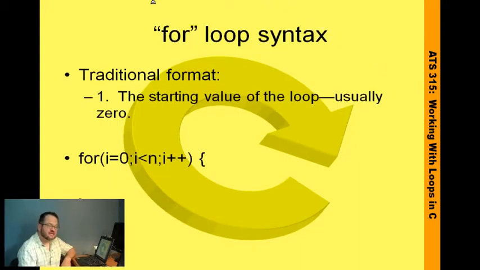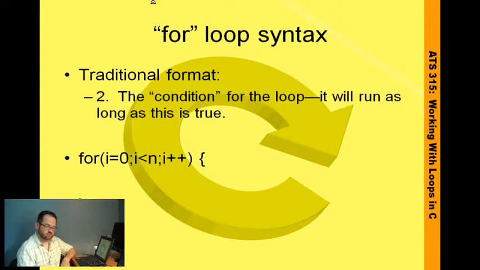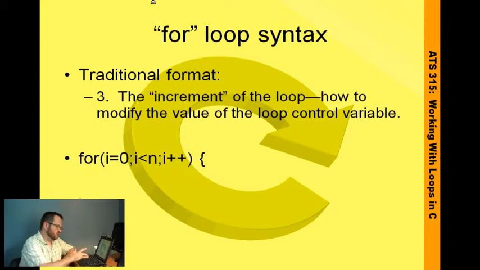Then the second argument is the condition of the loop. We keep going through this loop while that part is true. And finally, that third argument is the increment. What happens each time? How do you increase the value of your counter until you get through the loop completely?